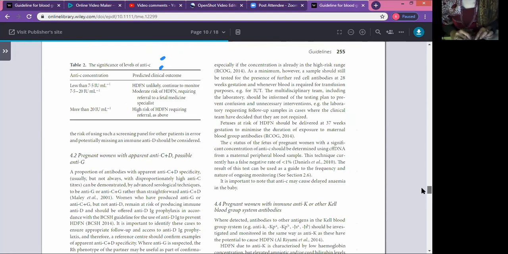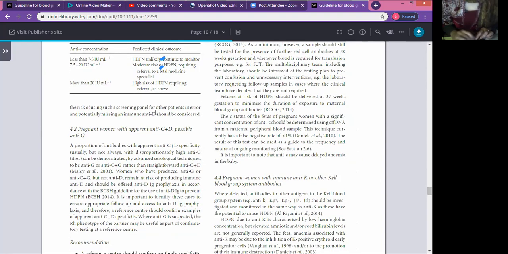Another thing regarding the anti-D antibodies is that if anti-D is detected along with the C antibody, it can be demonstrated by advanced serological tests to be anti-G or anti-C plus G, rather than just straightforward anti-C and anti-D. So if we detect anti-D and big C, it could also be anti-C and G, or anti-G antibody.